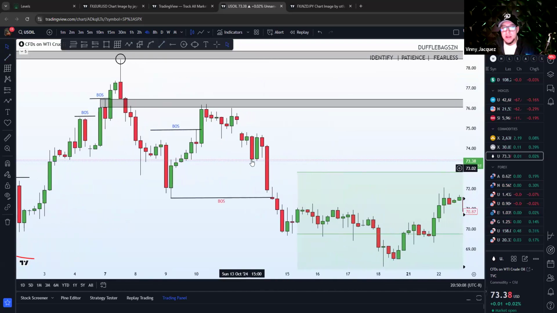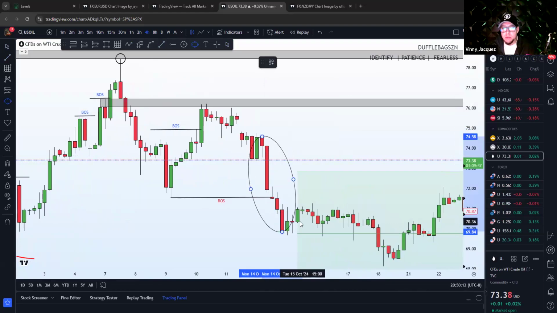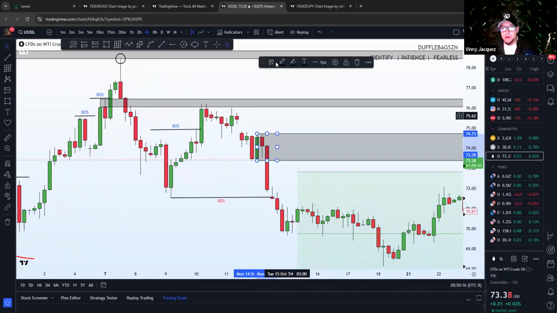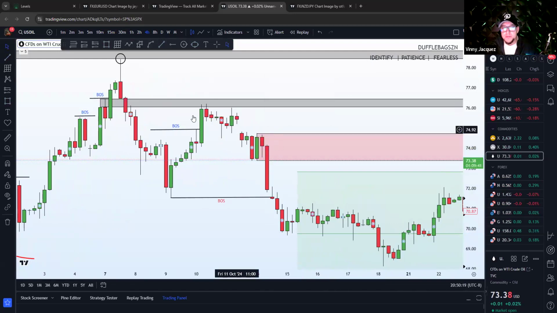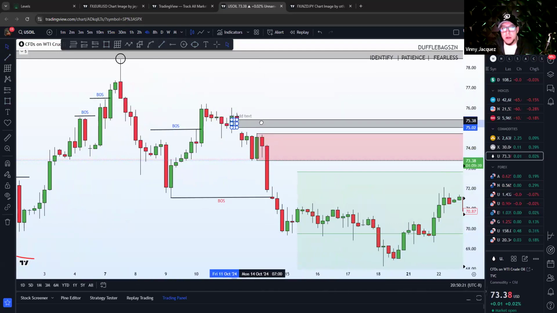Right? Now look at this, guys. Breakout rally. BOS to the downside, breakout rally. My starting point to that is right here. I'm just going to move this.